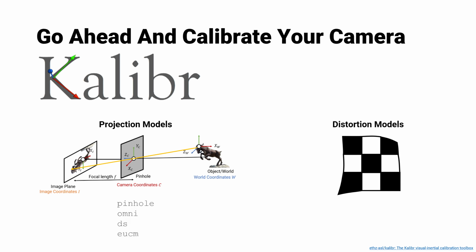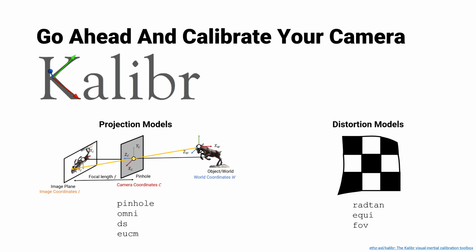In the projection model, we have four common ones: the pinhole model, the omnidirectional camera model, the double sphere camera model, and the extended unified camera model. They all have slightly different mathematical formulations and they work well for different kinds of cameras. I would urge you to look at the Kalibr toolbox from ETH Zurich for more information. In the distortion models, you have the Rad-Tan model, which we saw before, the Equi model we saw before, and you also have this thing called the FOV model, which we haven't seen, but it's very similar to the Equi model.